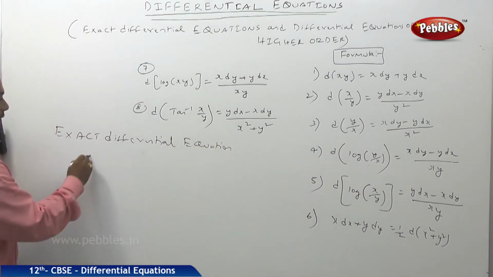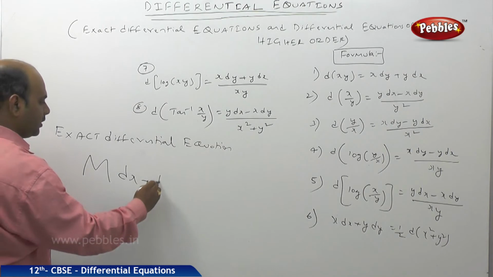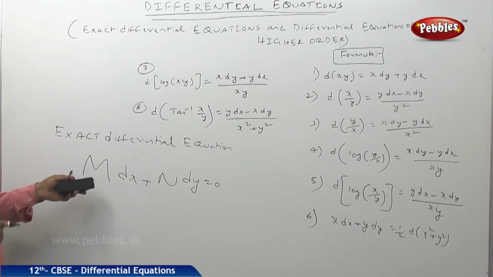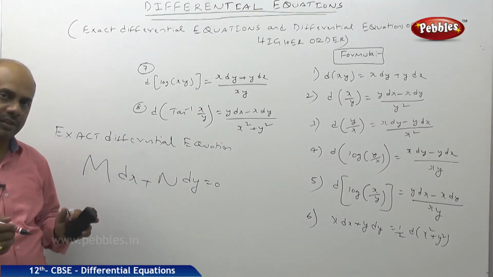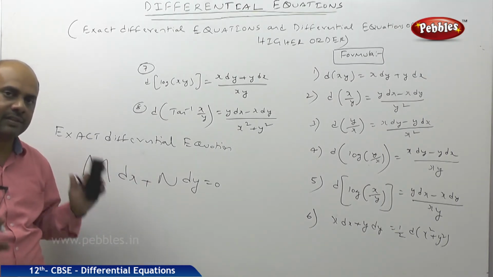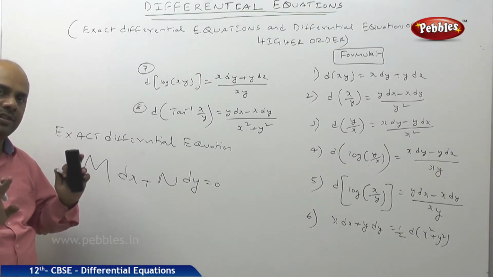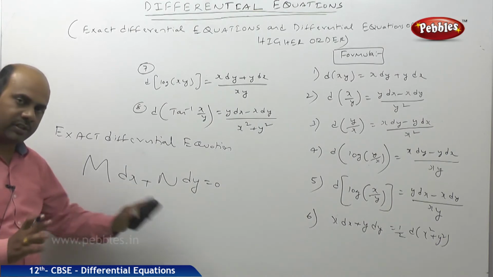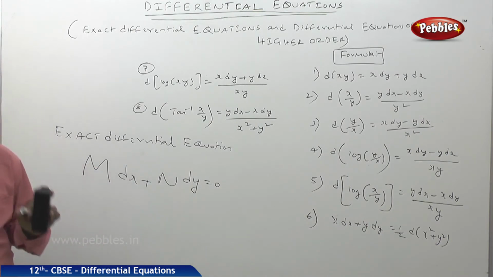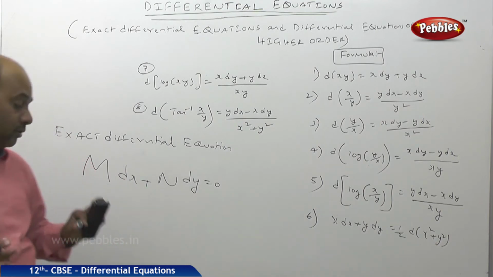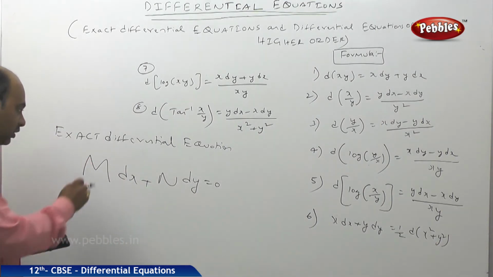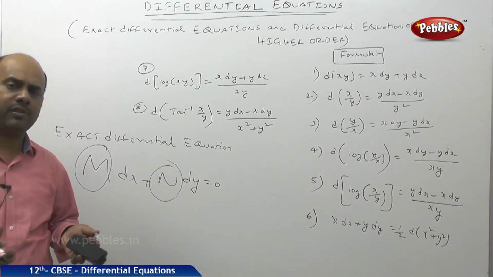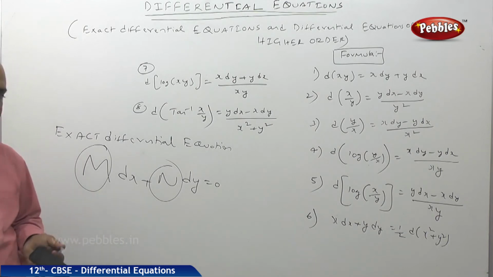An equation of the form m dx plus n dy equal to 0. A differential equation of the form m dx plus n dy equal to 0 is known as an exact differential equation. I am repeating once again. Here m comma n are functions of x comma y. That means m comma n can be implicit functions, right?